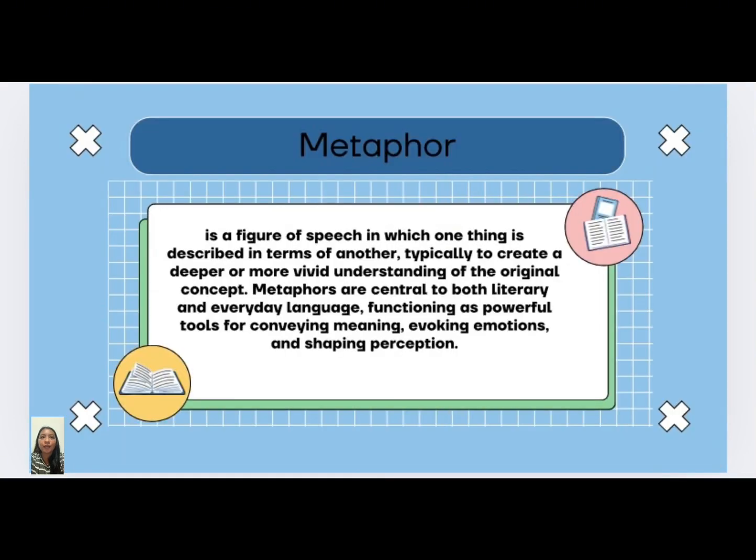So the next topic is the metaphor. Metaphor is one of the figures of speech in which one thing is described in terms of another, typically to create a deeper or more vivid understanding of the original concept. Metaphors are central to both literary and everyday language, functioning as powerful tools for conveying meaning, evoking emotions, and shaping perceptions.